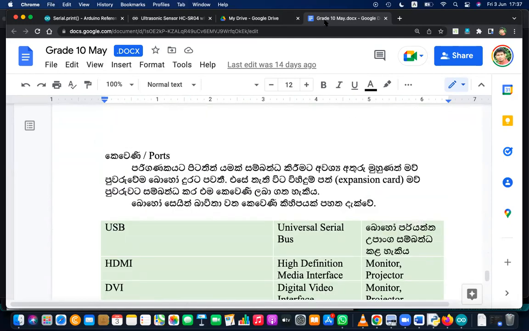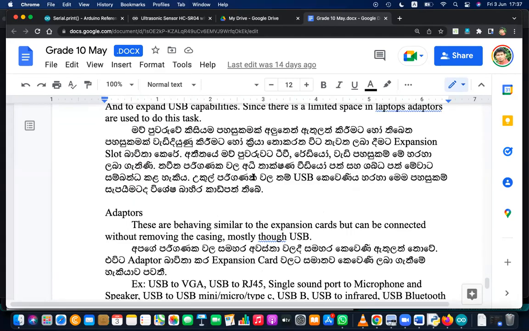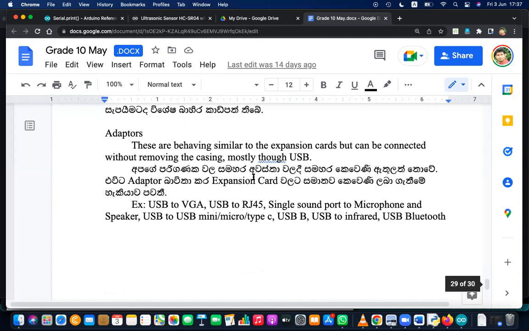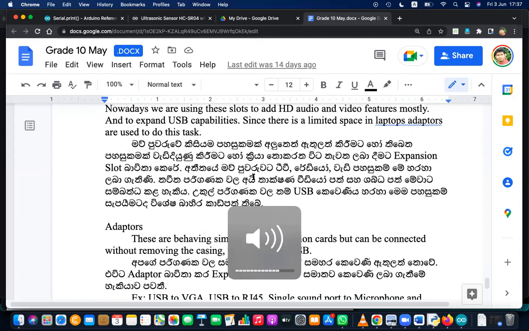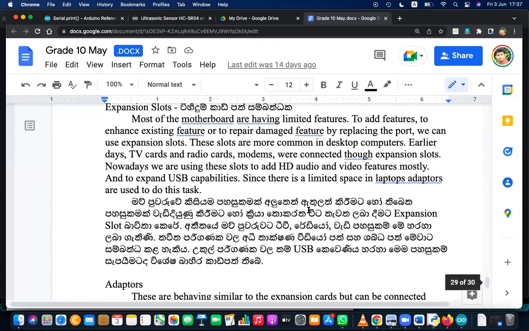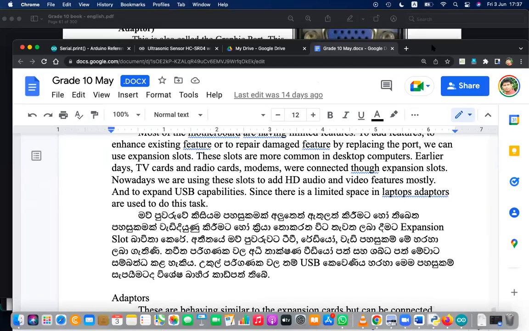Ports are in the back panel or maybe the side panels of laptops. Ports are used to connect peripherals, right? So that is external. Then we learned about expansion cards. These expansion cards, graphic cards, VGA cards, sound cards can be directly connected to the motherboard as a circuit board. So that enables a port. When you connect a card, it enables a port.